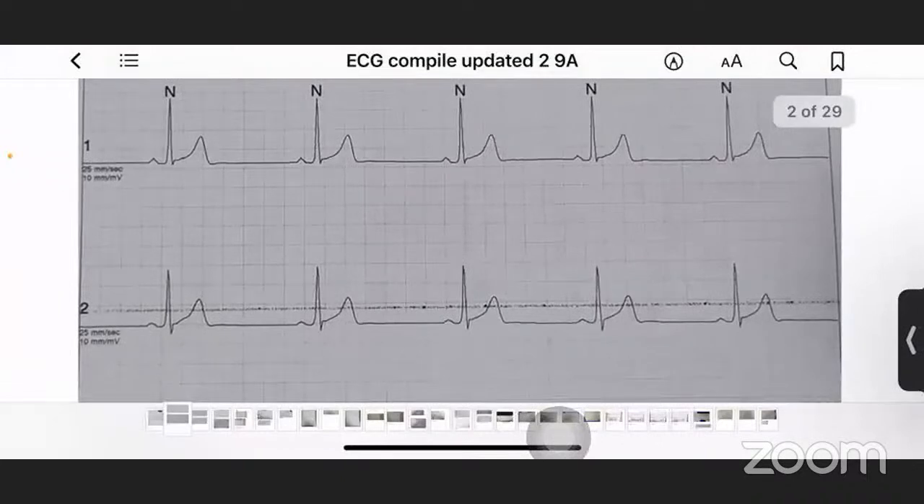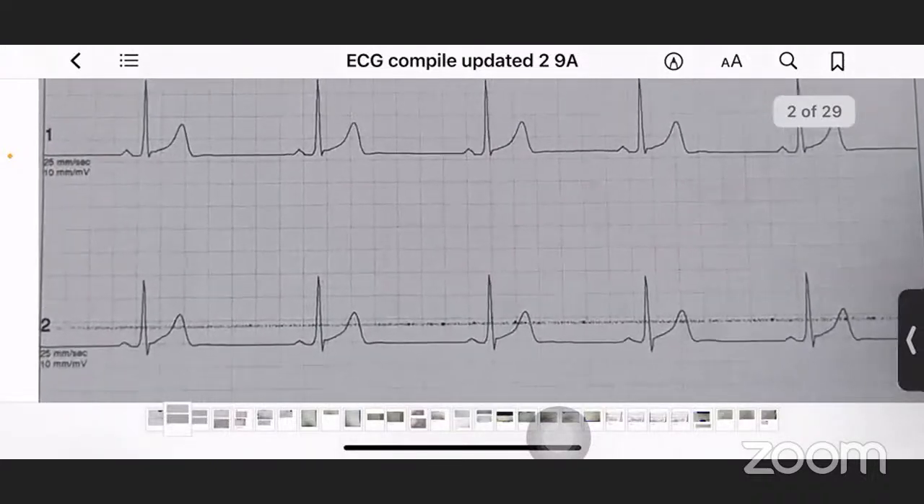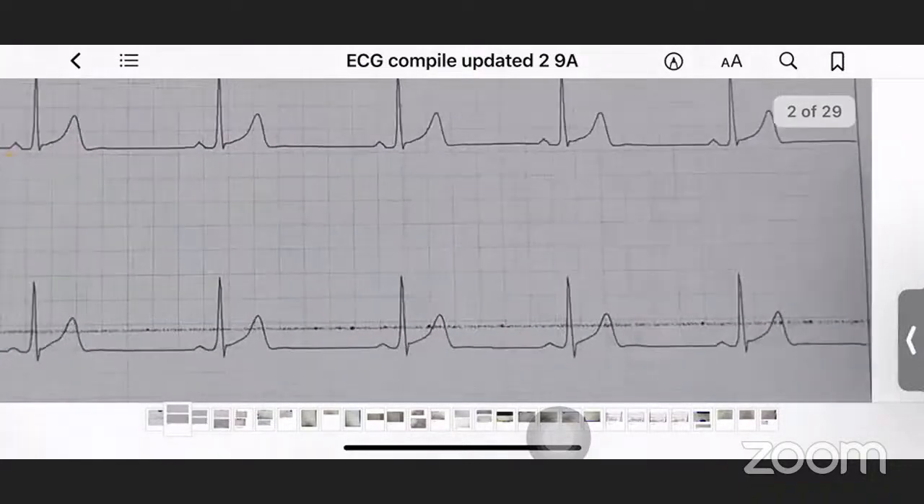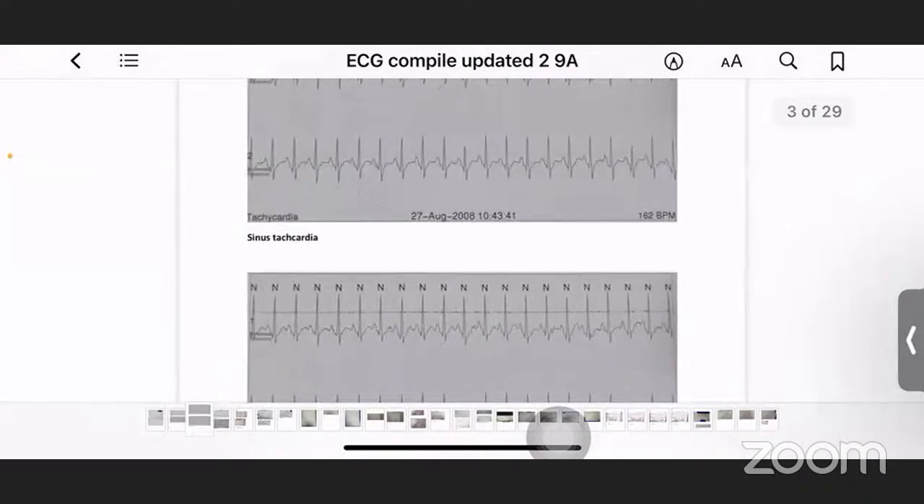300 divided by 7, around 7.5. Okay, so 300 divided by 7 is how much? Definitely bradycardia, correct? Less than 50 also, right? The heart rate is less than 50, 40 plus only. So that is sinus bradycardia. So this one is sinus tachycardia.